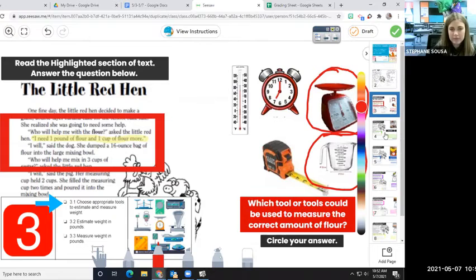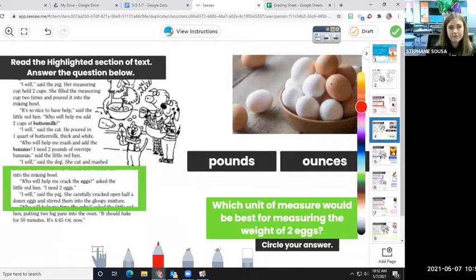All righty. Let's hop to slide 4, please. Read the highlighted section of text. Answer the question below. Which unit of measure would be best for measuring the weight of 2 eggs? Pounds and ounces. I'd like for you to go into your breakout room and talk about the difference between pounds and ounces. What is the difference between a pound and an ounce?